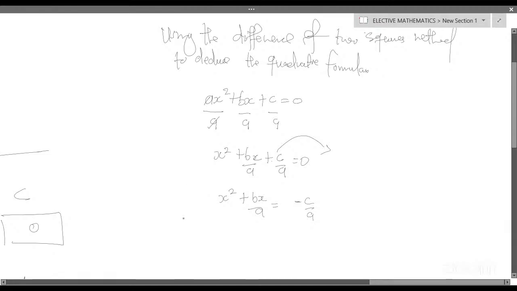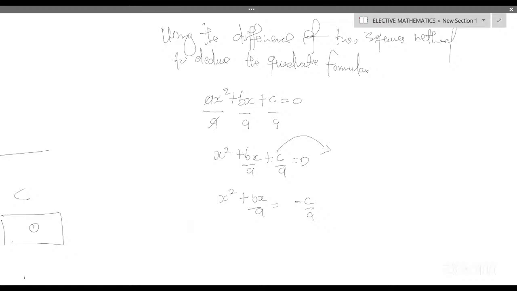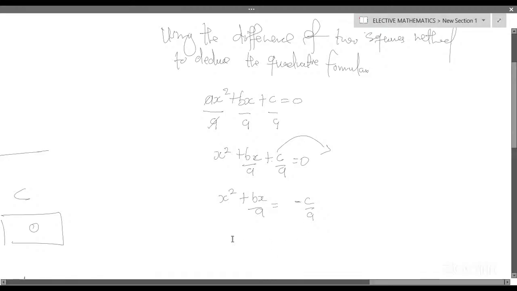Now, at this point, we are going to complete the squares. And what do we mean? What do I mean by complete the squares? We are going to halve the coefficient of x. So when I say halve the coefficient of x, it means we are going to multiply one half by b over a. You know the coefficient of x is b over a. So that is what we mean.